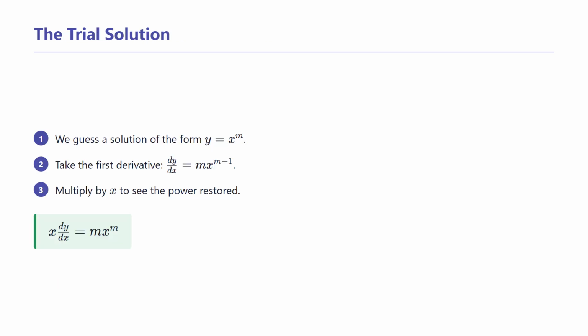Before we move on, let us see this intuition with a concrete example of our trial solution. We guessed that y equals x to the power of m. When we take the first derivative, we get m times x to the power of m-1. If we then multiply this derivative by x, as the Cauchy-Euler equation dictates, the x and x to the m-1 combine. The power is restored to m. This confirms that substituting y equals x to the power of m will transform our complex calculus problem into a simple algebraic puzzle.